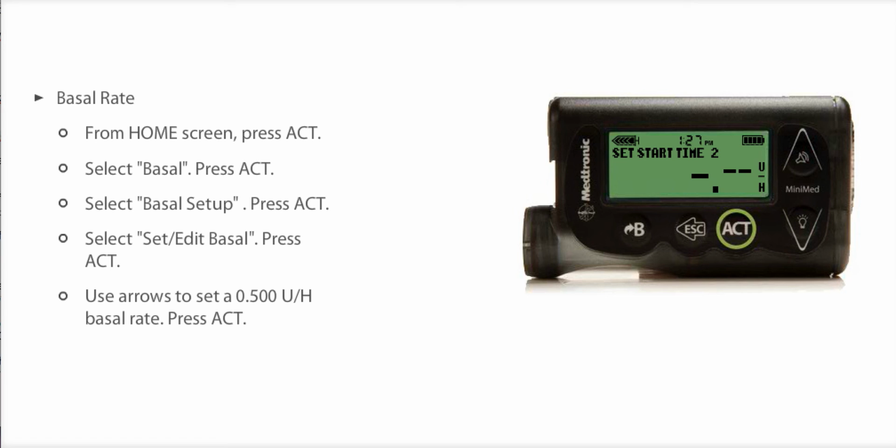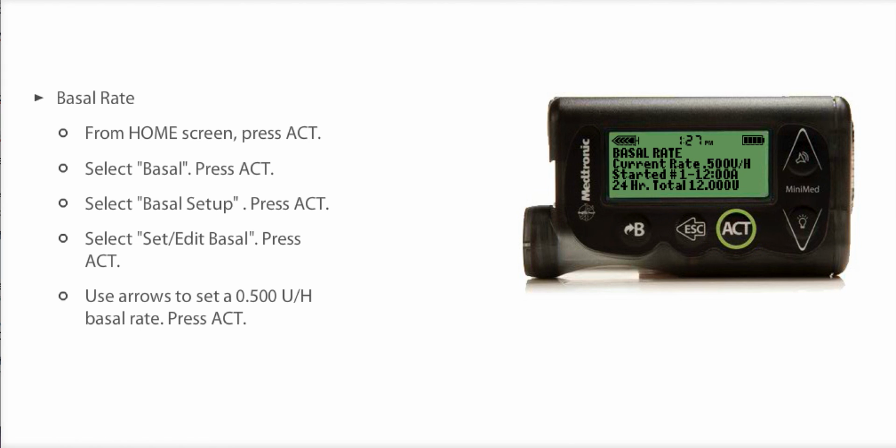If you were programming more than one basal rate, you would use this screen to set the time and rate for your second basal rate. In this exercise, we are only programming one rate. So to complete the programming of the single basal rate, press Act.